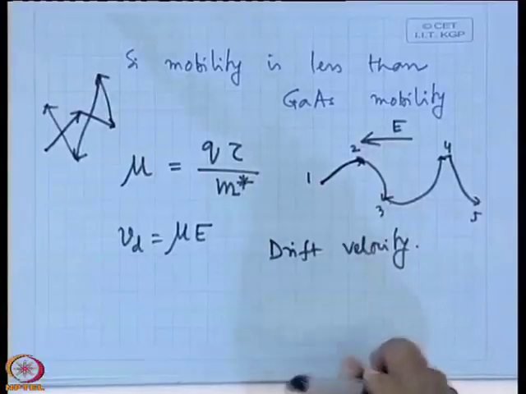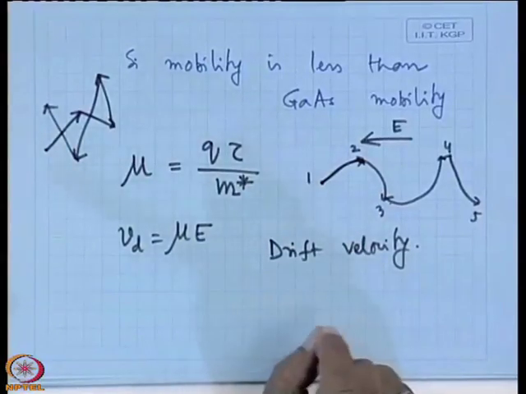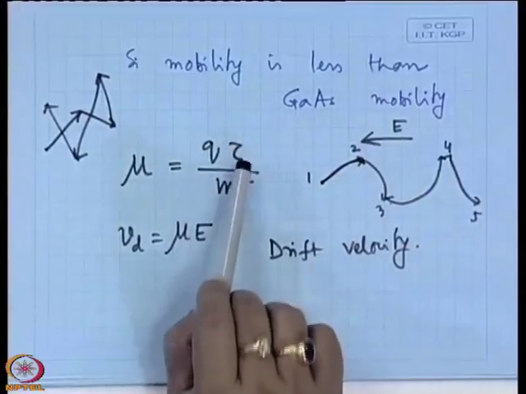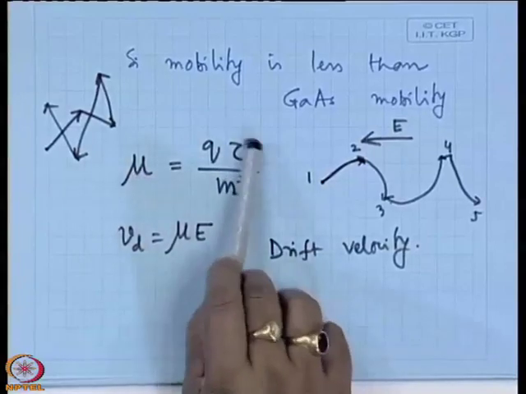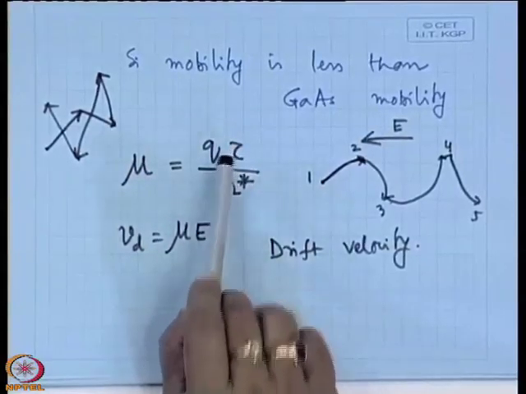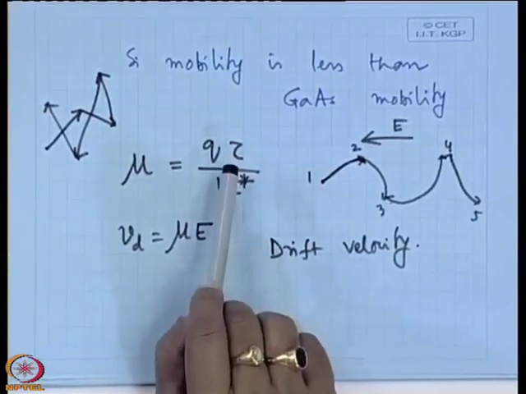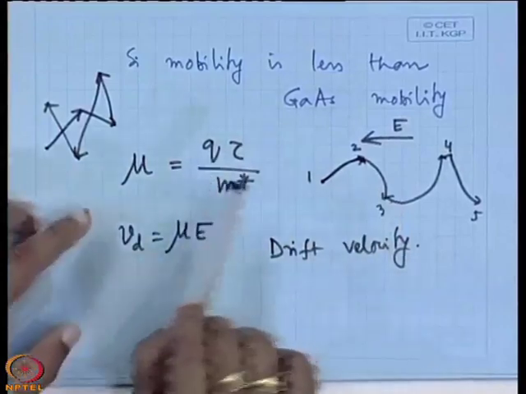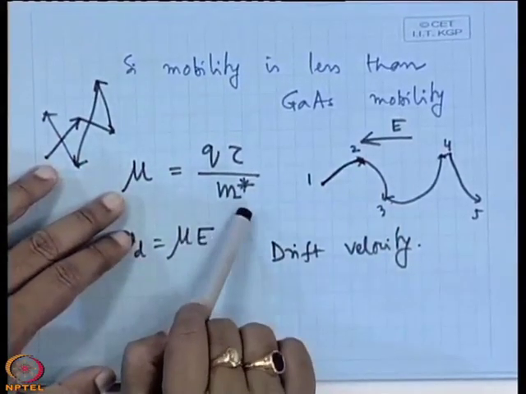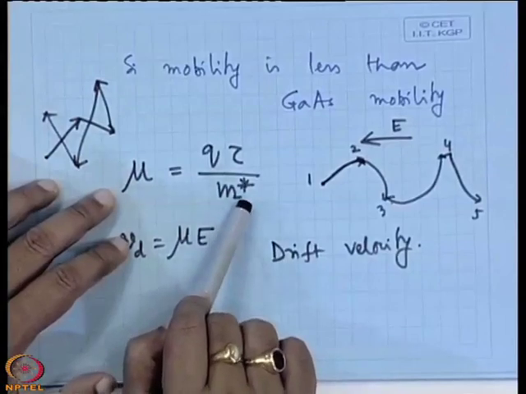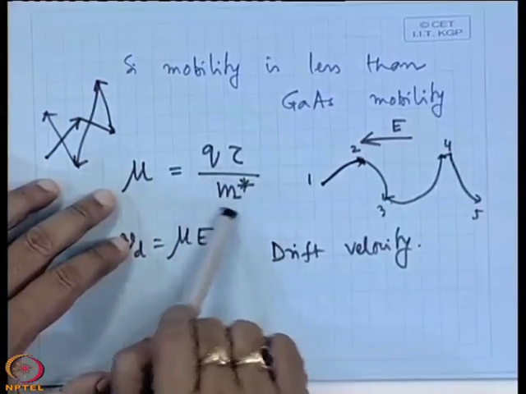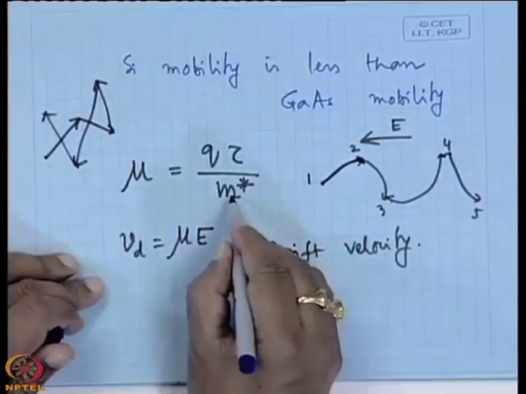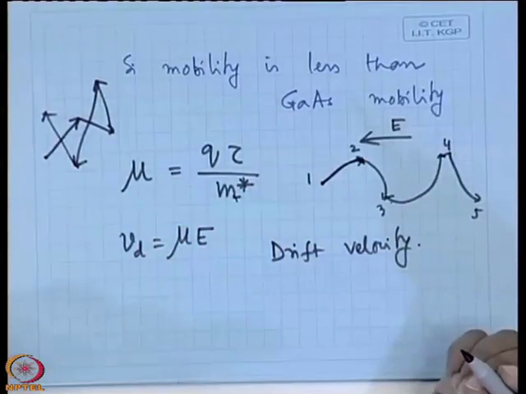And between two successive collisions, it will travel a distance which is known as the mean free path, and the time between two successive collisions is known as the collision time or relaxation time, right? So, now this tau which is there in the mu expression is basically the relaxation time, or the average time between collisions. So, m star is in the denominator, you see. In the mobility expression, m star is in the denominator. So, that means if m star is less, mobility is high and vice versa.